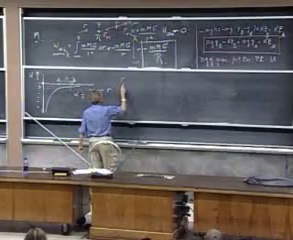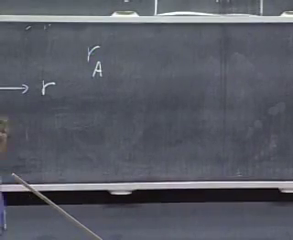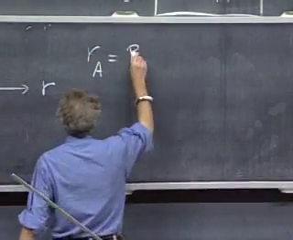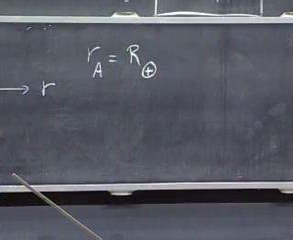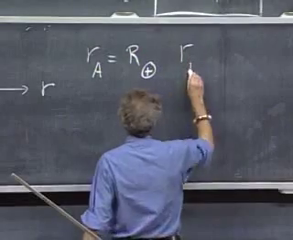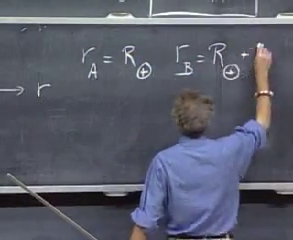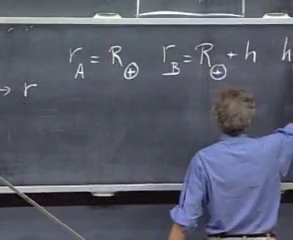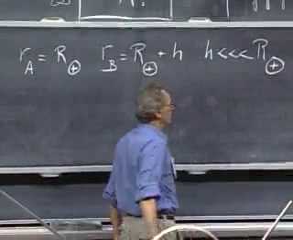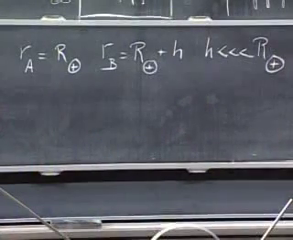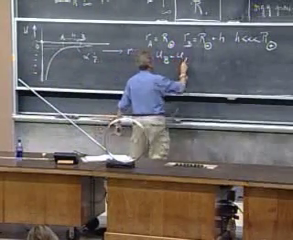Take a point A in space, which is at a distance r from the center of the Earth. I start at the surface of the Earth itself, so the radius is the radius of the Earth. And I go to point B, which is a little bit further away from the center of the Earth, only a distance h, and h is way, way, way smaller than the radius of the Earth. So I can calculate now what the difference in potential energy is between point B and point A.